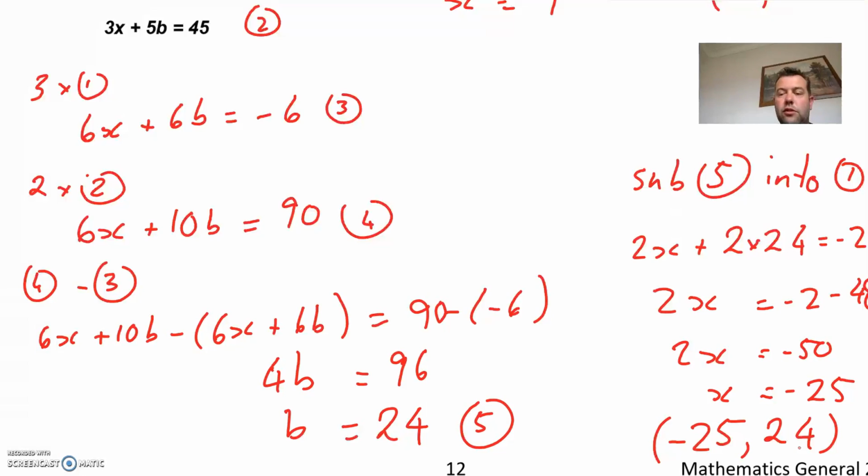If I graphed those two straight lines, then I would find that they intersect at negative 25, 24. That's it, simultaneous equations. Go through the videos. Please jot down questions, ask me in class.